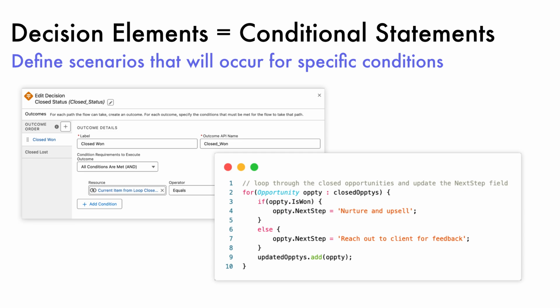So for our example, if the opportunity is marked as 1, we should update the next steps field to nurture and upsell. Otherwise, the next steps field should be updated to reach out to the client for feedback.